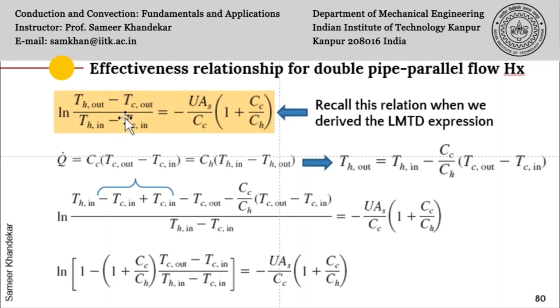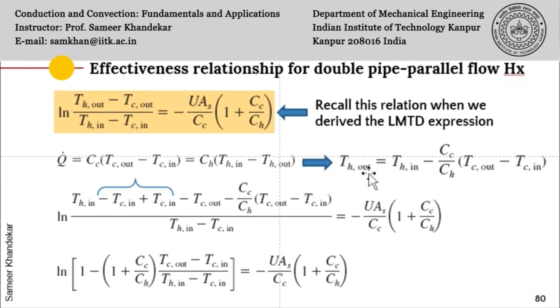So if you now couple this with the energy equation, which is Q dot is Cc into delta T of the cold fluid, which is equal to Ch into delta T of the hot fluid, you can make the Th out the subject of the formula by equating these two energy quantities at steady state. And therefore your Th out will be equal to Th in minus the ratio of the thermal capacities of the cold and the hot fluid multiplied by the temperature difference which happens in the colder side.